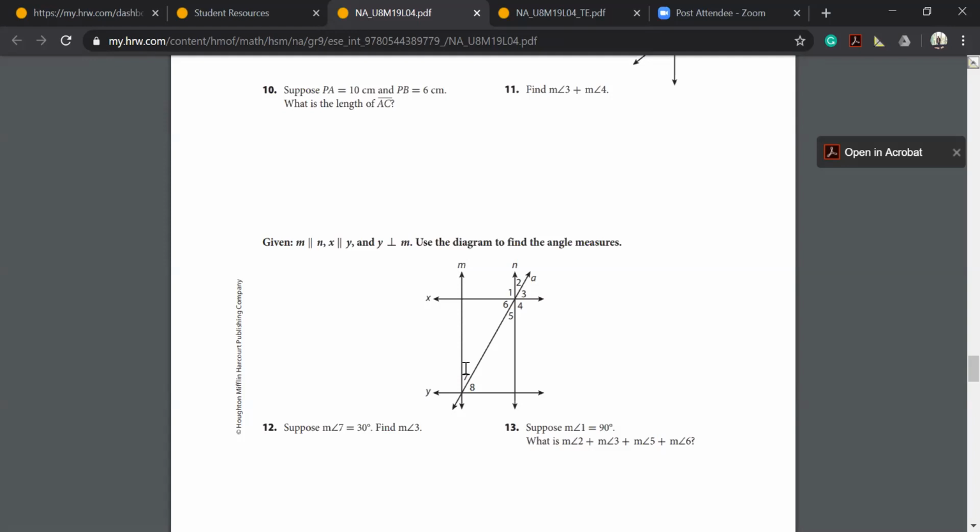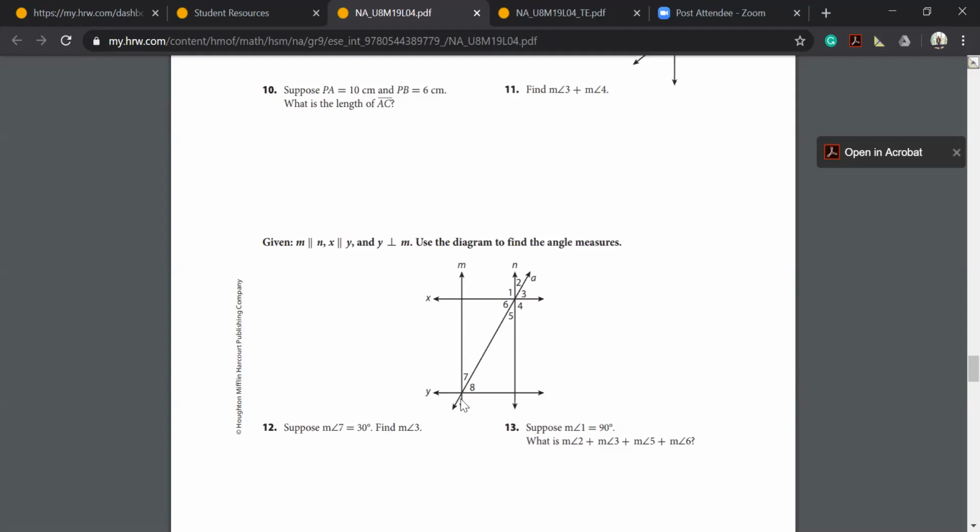Anyway, so how from measure angle 7 can I find measure angle 3? By the way, there are a lot of ways to solve this. I told you geometry can be solved in many ways. Okay, I will tell you one way, for example. Measure angle 7 is equal to 30. M is parallel to N, right? Very well. M is parallel to N. And he told you that Y is perpendicular to M.